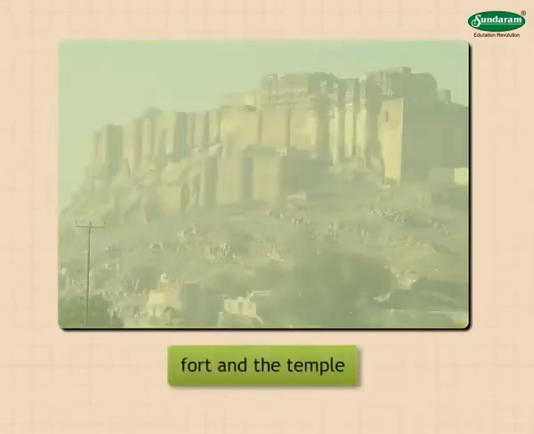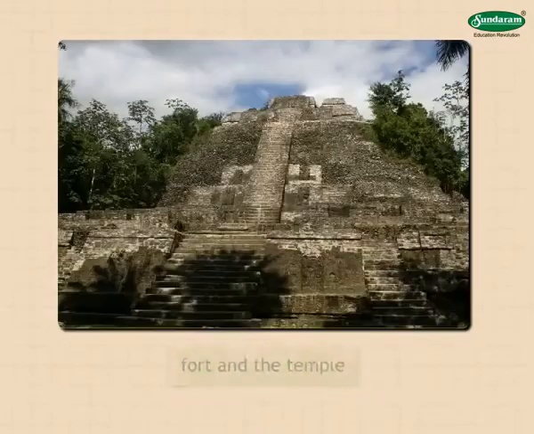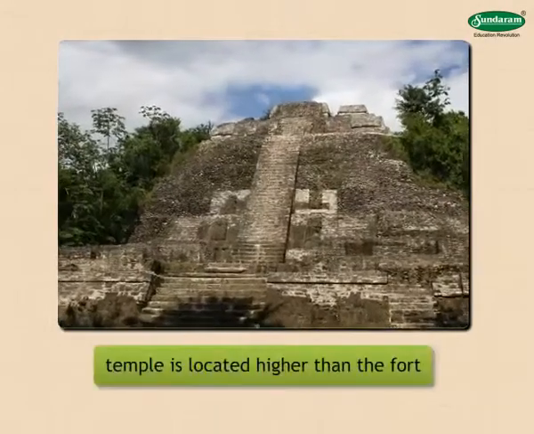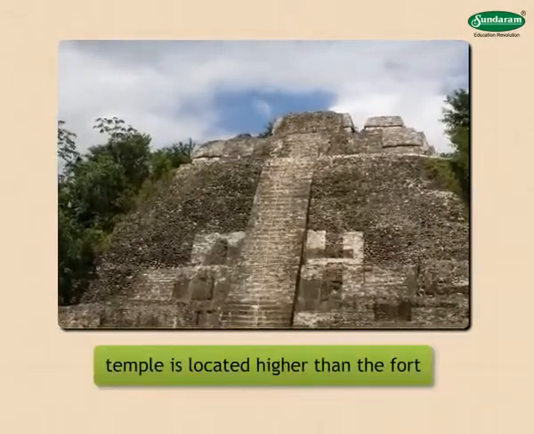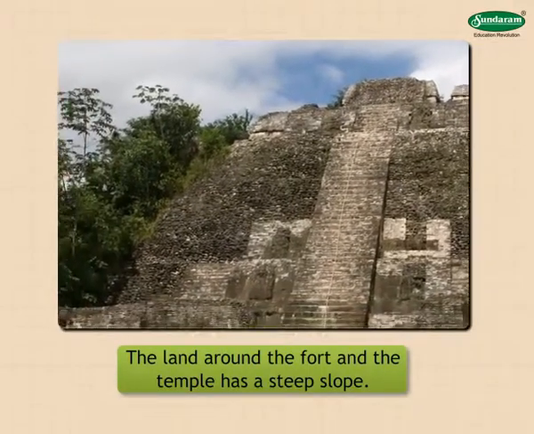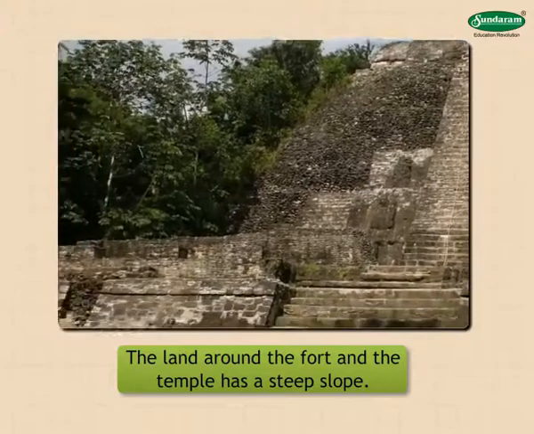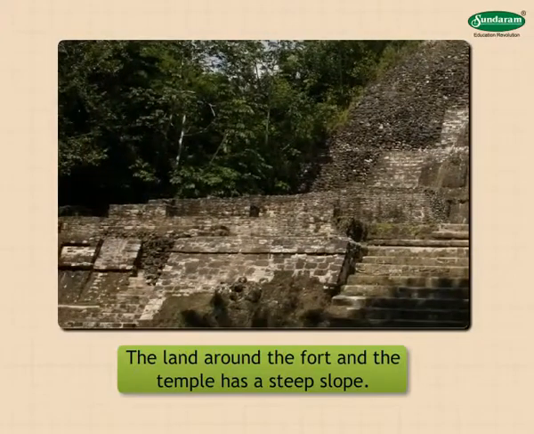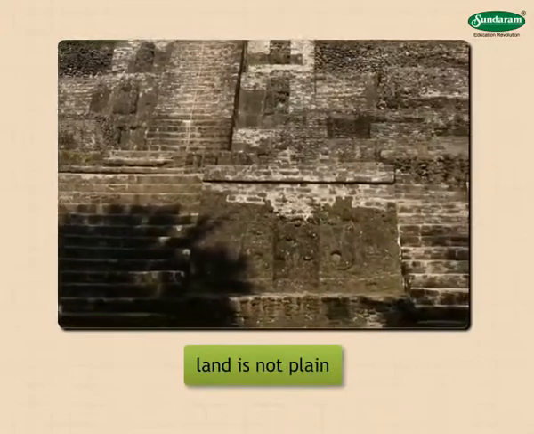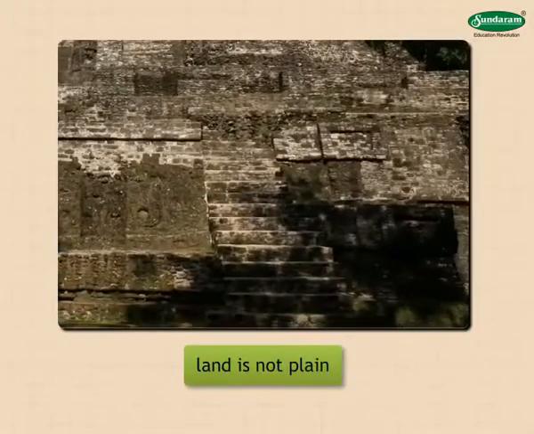But look at the fort and the temple. They are situated at a height. The temple is located higher than the fort. The land around the fort and the temple has a steep slope. Thus, you can see that the land is not plain and level everywhere, and also its slope varies from place to place.